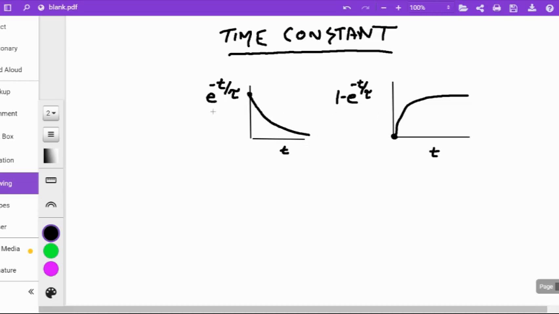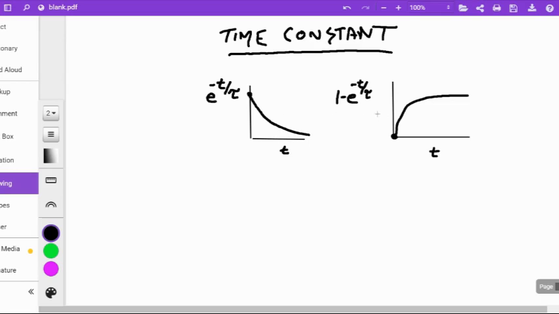Hey there, just a quick but really important video on the idea of time constant. The time constant is something that shows up in mathematical functions where you have a negative exponential. We've seen it with terminal velocity problems. We also see time constant with RC circuits, resistor capacitor circuits. So just a couple words on this and why it's useful.